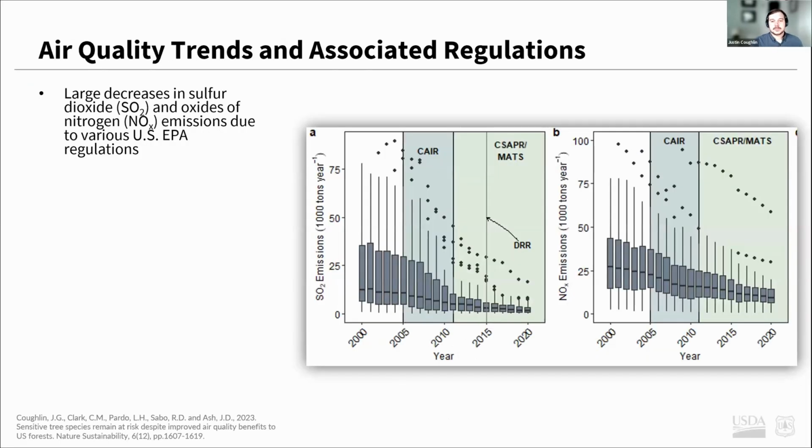So just looking at some of these trends, here I'm showing sulfur dioxide emissions as well as oxides of nitrogen, or NOx, emissions through time. This is 2000 through 2020. And I'm also showing some of the US EPA regulations that were in place, such as the formerly applicable CAIR, the Cross-State Air Pollution Rule, the Mercury and Air Toxics Rule, as well as the SO2 Data Requirements Rule. And these were really targeted at trying to reduce SOx and NOx emissions from power plants.